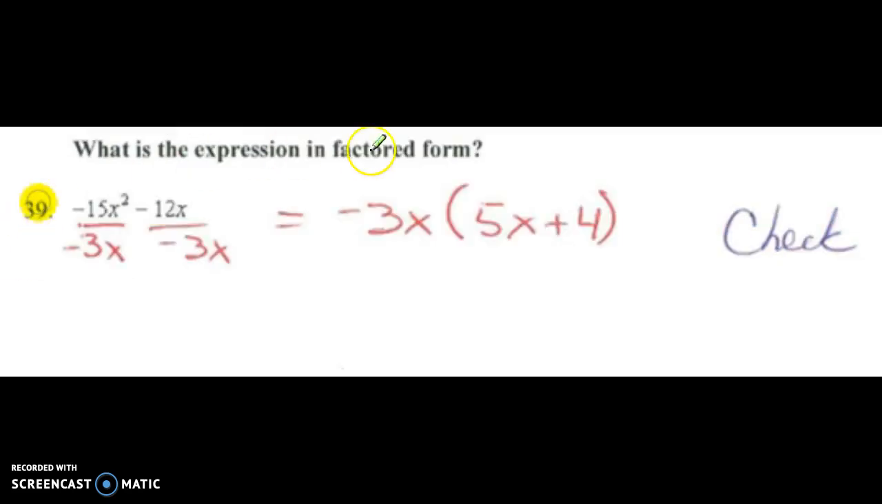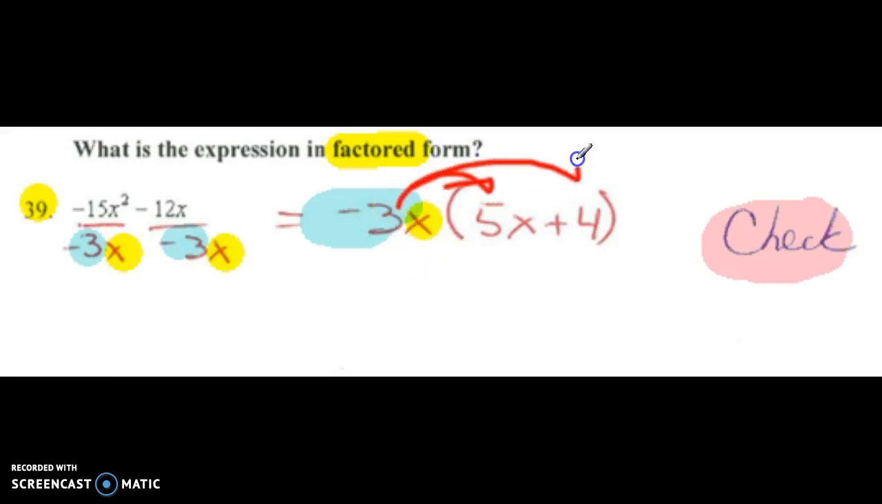On number 39, we are going to factor this. So I look at both terms, and I notice right away -3 comes out of both of them. That's how I've got -3. I also notice that x, they both can be divided by x. That's how I got this. Make sure you check your answer to see if it's correct. And I will do the distributive property to check to see if it's correct, and it is correct.